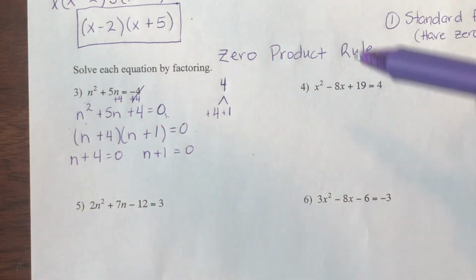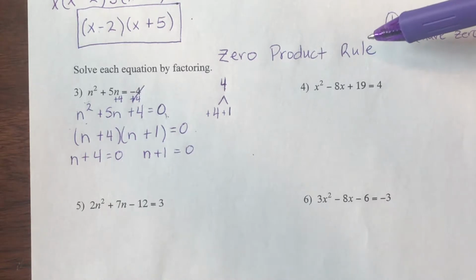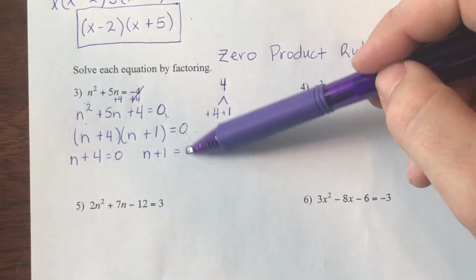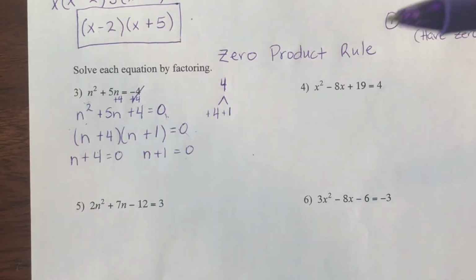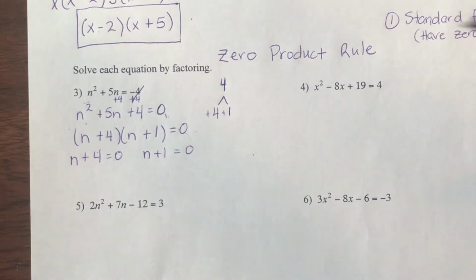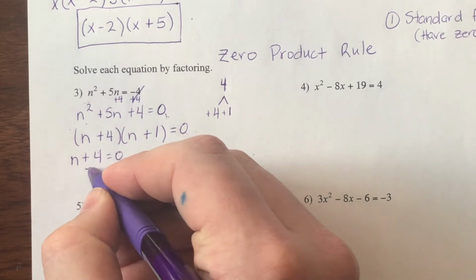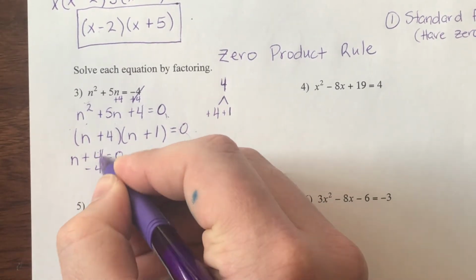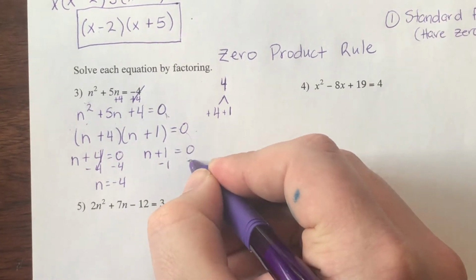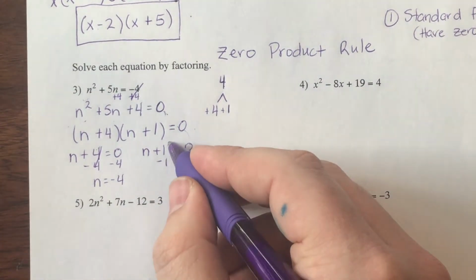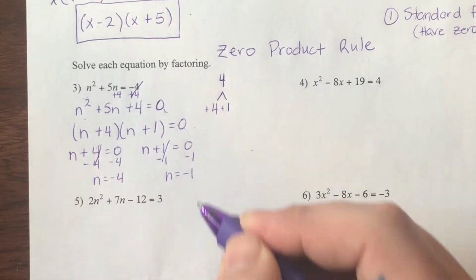This is the zero product rule, which says that if you have this and this equal to 0, then this equals 0 and this equals 0. And when we do that, then we can just solve each one. So subtract 4 from both sides, that cancels. n is equal to negative 4. Subtract 1 from this side, that cancels, and n is equal to negative 1.